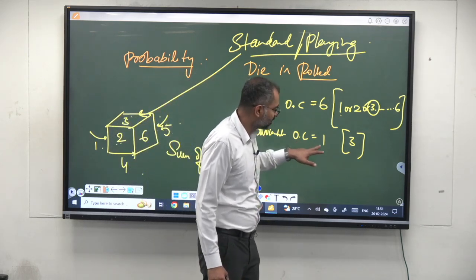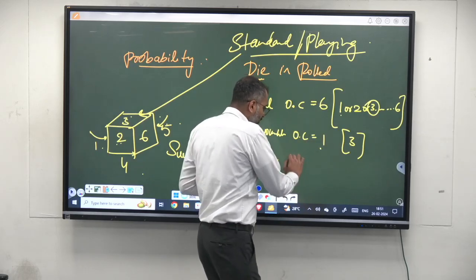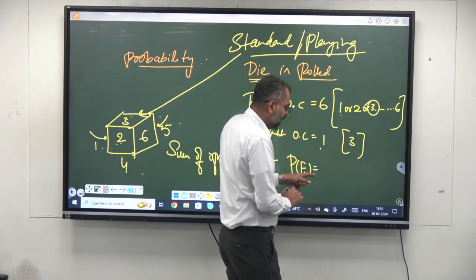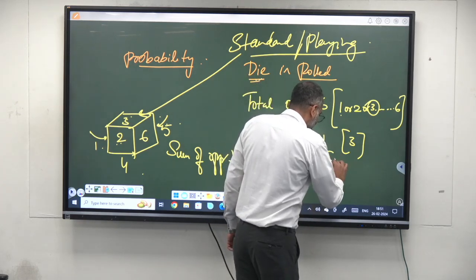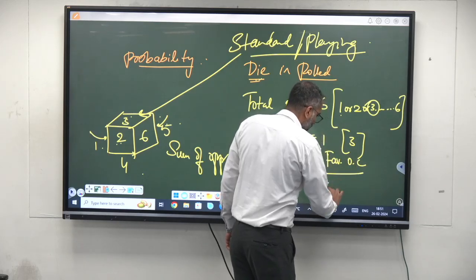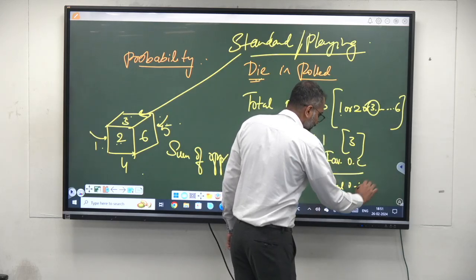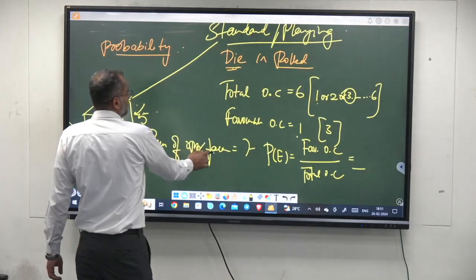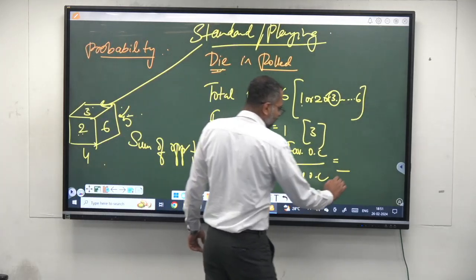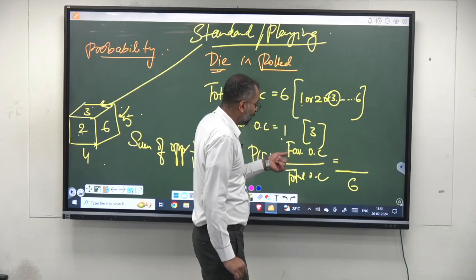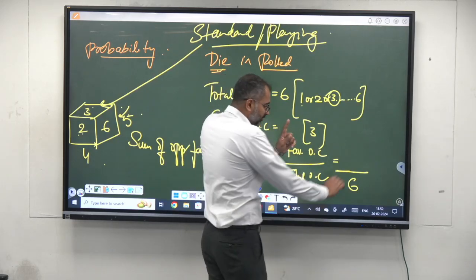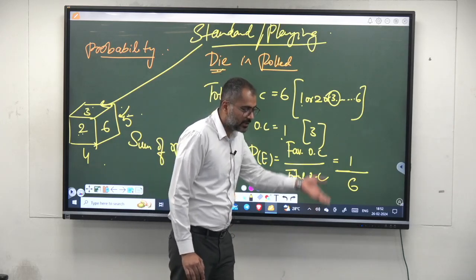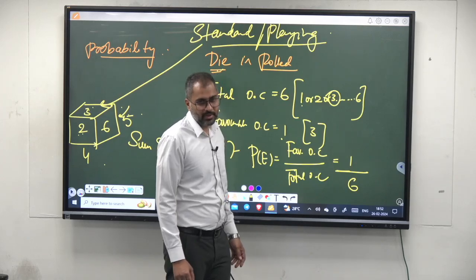My favorable outcome is 3. The probability of any event is favorable outcomes by total outcomes. What is the total number of outcomes here? 6. Out of 6, my favorable outcome comes how many times? 1 time. So what is the probability of getting 3 when a standard die is rolled? 1 by 6. That's it.